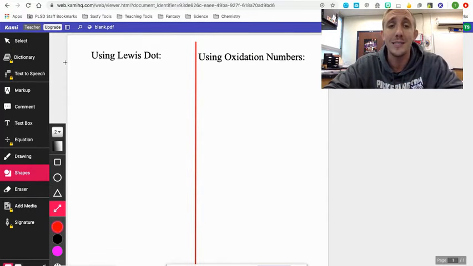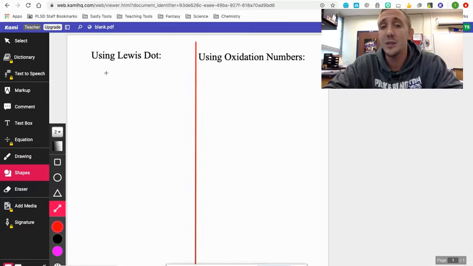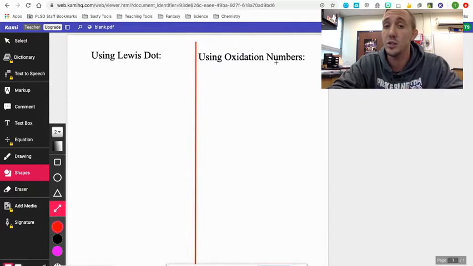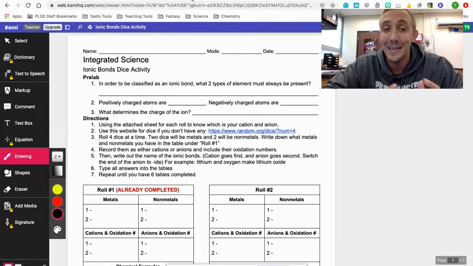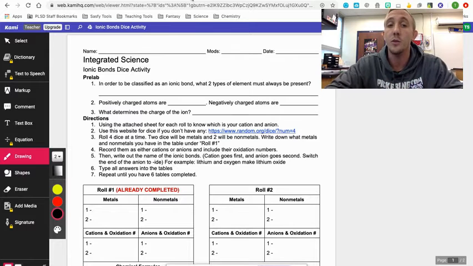As you've noticed, there are two ways that you can actually do ionic bonding. We can use the Lewis dot that you learned in the notes, or we can use the oxidation numbers. I'm going to go over the activity with you, starting with the pre-lab.